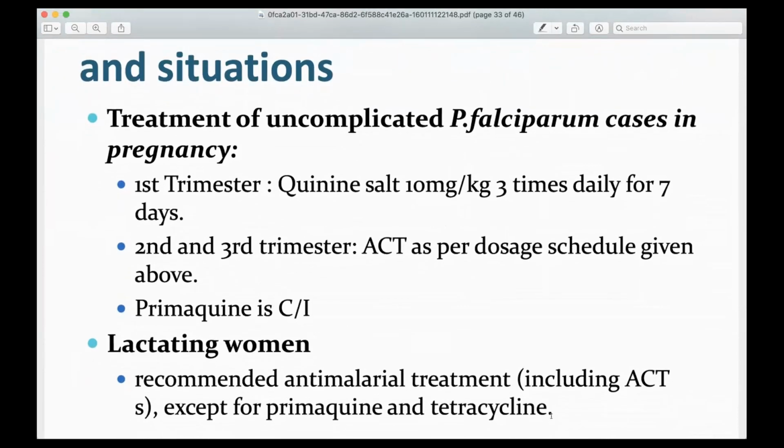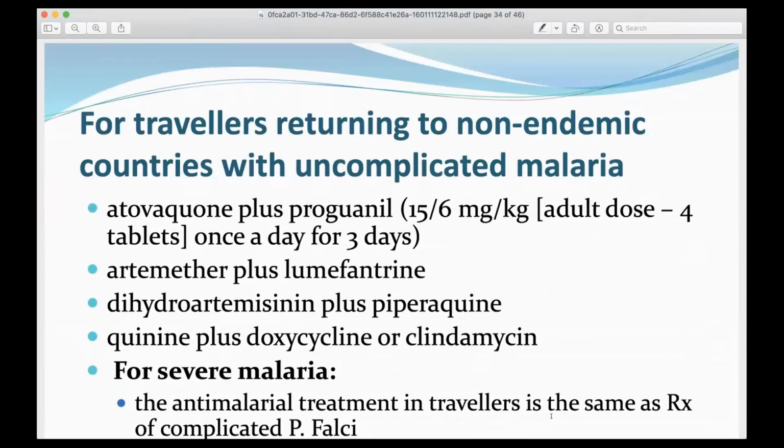In the first trimester, you can't give artesunate, so it is better to give quinine salt 10 milligram per kg 3 times daily for 7 days. Or if it is the second or third trimester, then artesunate combination therapy as per the dose schedule given above. Primaquine is contraindicated in pregnancy. In a lactating mother, recommended anti-malarial treatment includes artesunate combination therapy, but primaquine and tetracycline are contraindicated.